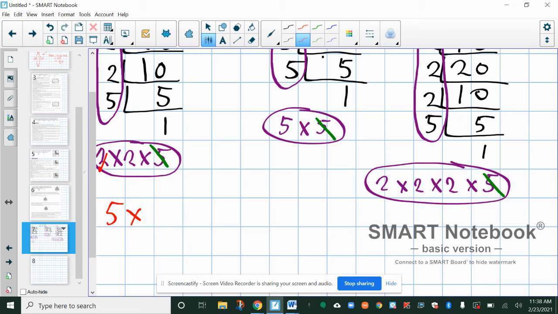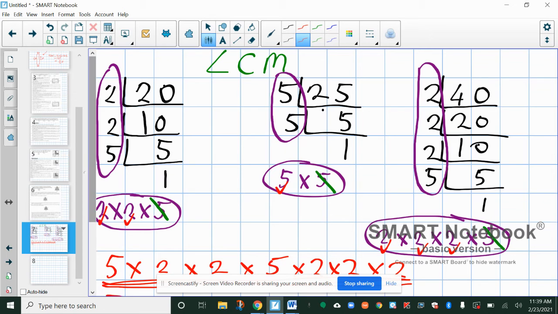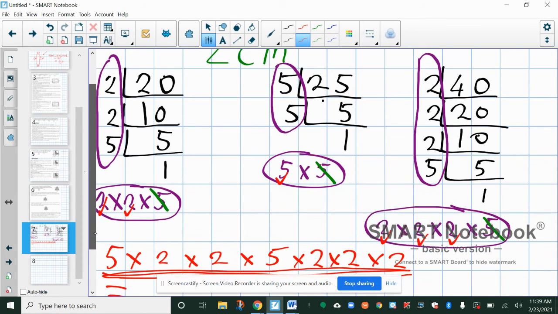So it's going to be 5 times 2 times another 2. I'm going to move over here and choose this 5 times 5. I'm going to move here and choose these other three 2's, times 2 times 2 times 2. Now this long multiplication sentence, the product, the answer I get when I multiply that, will indeed be the least or lowest common multiple for the numbers 20, 25, and 40.